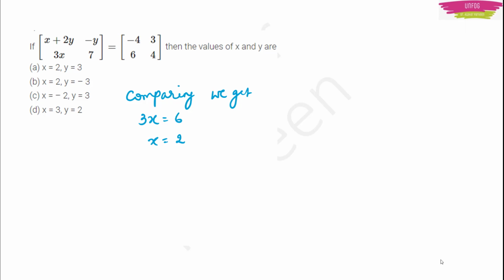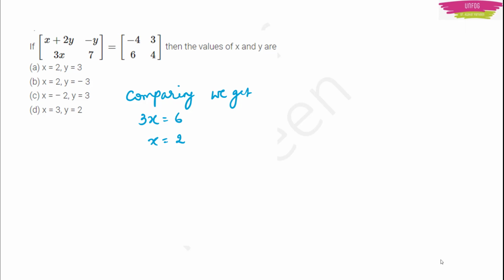So make things easier as much as possible. If you make things easier, your answer will also be correct and your time will also be saved. It will not become much hectic. Okay, so here I have taken 3x = 6. My motto is just to find x. Anyhow, it is my choice. I will find it in any manner. So 3x will be equal to 6, so x will be equal to 2.